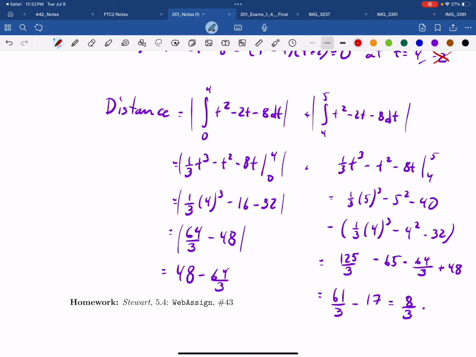So distance equals, this is plus that. So it's going to be 48 minus 64/3 plus 8/3.